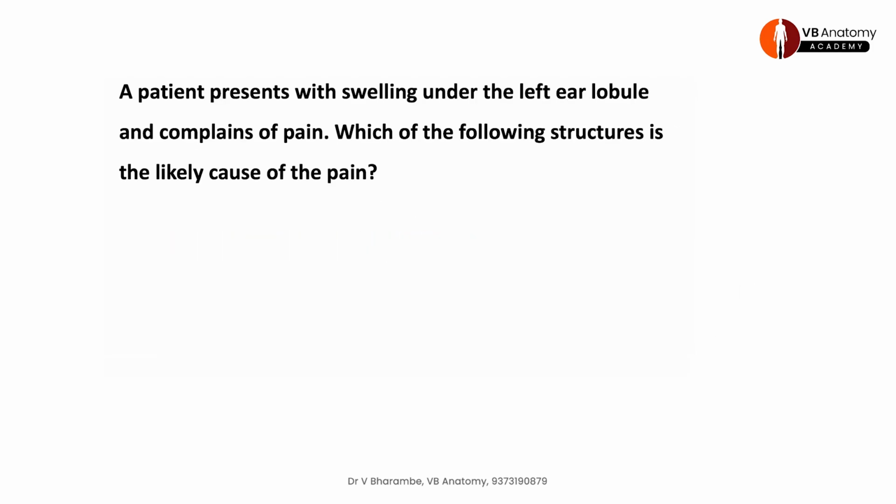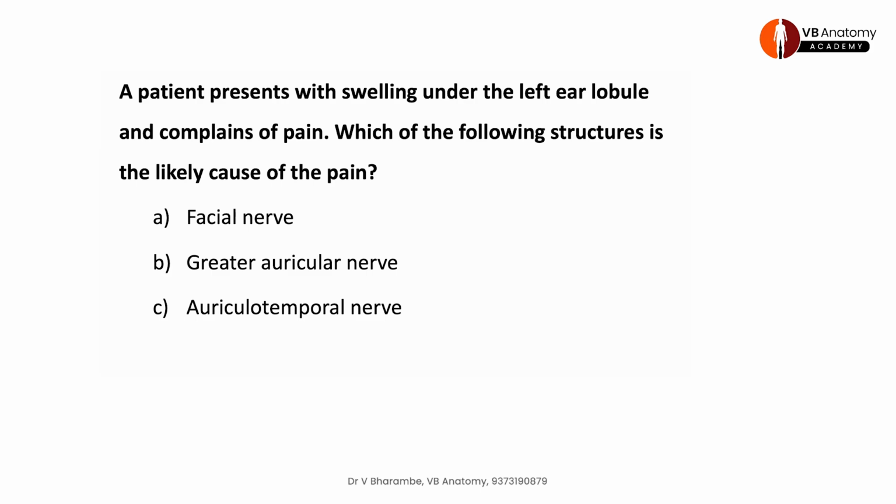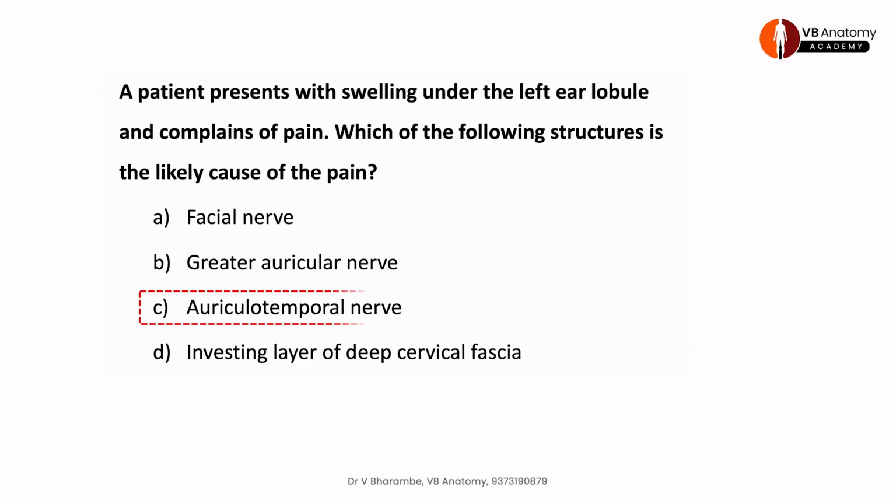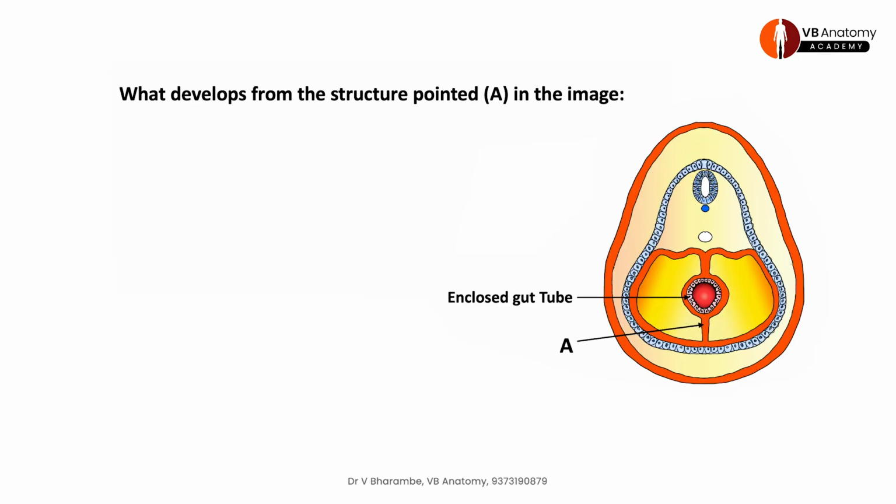A patient presents with a swelling under the left ear lobule and complains of pain. Which of the following structures is the likely cause of pain? Facial nerve, greater auricular nerve, auriculotemporal nerve, and investing layer of deep cervical fascia. The answer, auriculotemporal nerve.